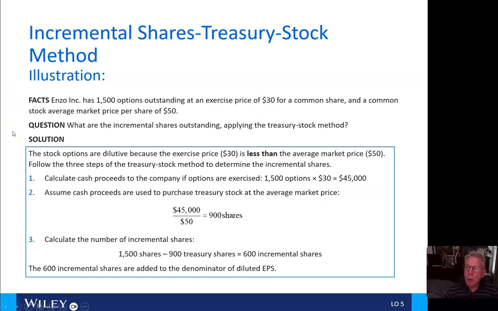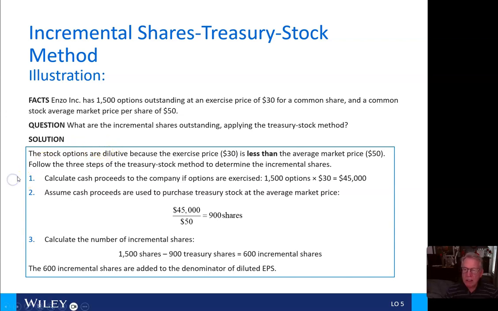Enzo Incorporated has 1,500 options outstanding at an exercise price of $30 for a common share and a common stock average market price per share of $50. The question is, what are the incremental shares outstanding applying the treasury stock method? The solution: the stock options are dilutive because the exercise price, $30, is less than the average market price, $50. So we follow those 3 steps.